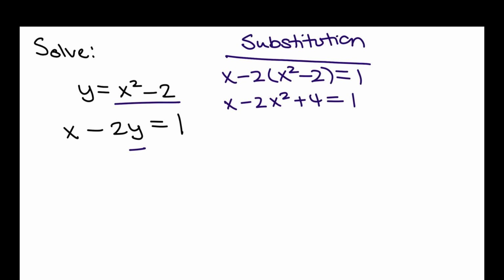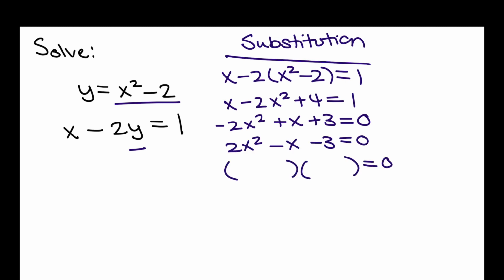If I distribute the negative 2, I get x minus 2x squared plus 4 equals 1. Set one side to 0: negative 2x squared plus x plus 3. I think quadratics are a little bit easier to solve if the first term is positive, so I'm going to multiply everything by negative 1. So positive 2x squared minus x minus 3 equals 0 is what I need to solve. That's a quadratic equation. I'm going to solve it by factoring, but if you can't find the factors, you can also use the quadratic formula.